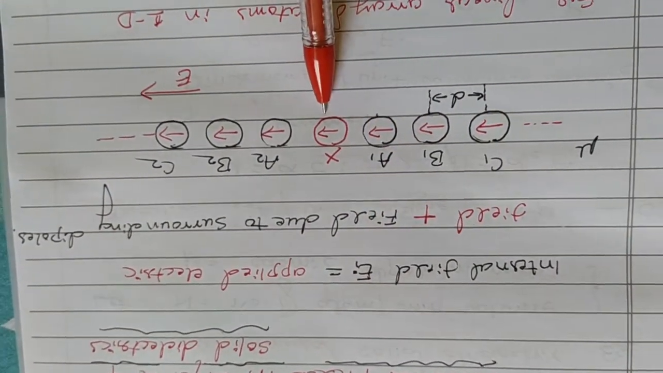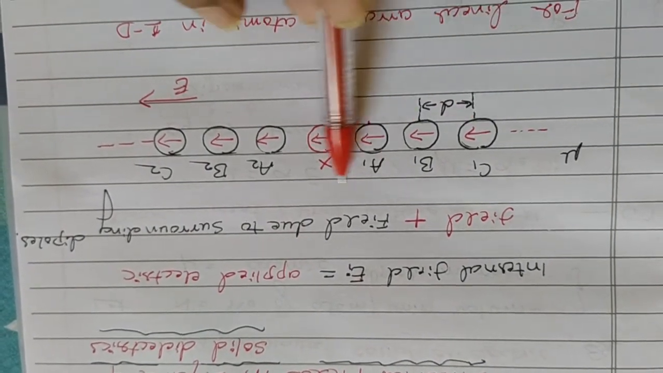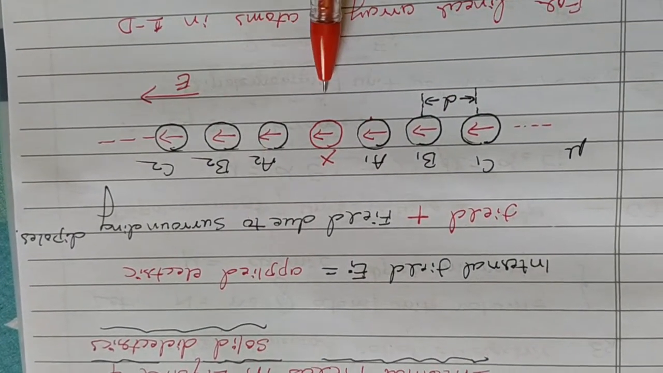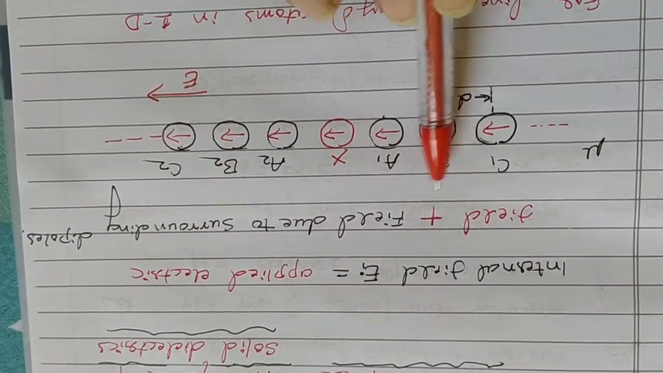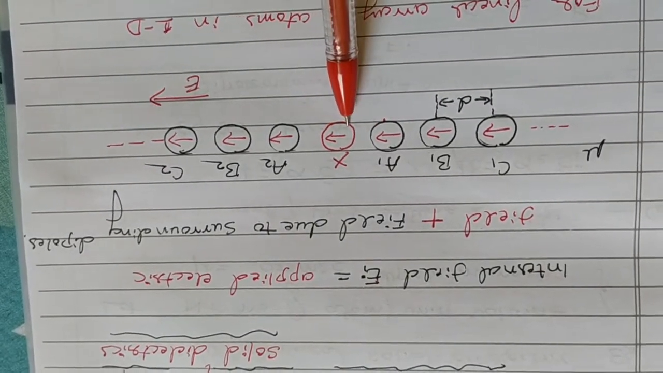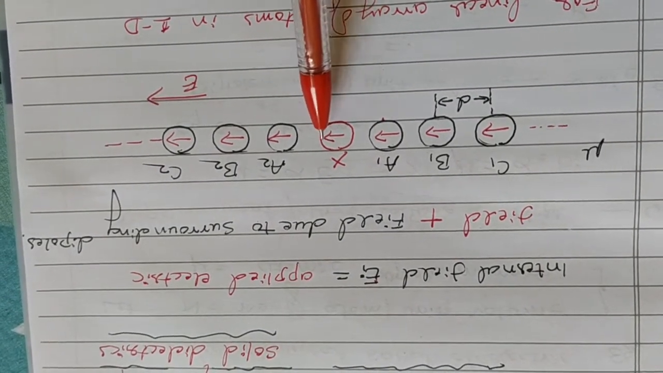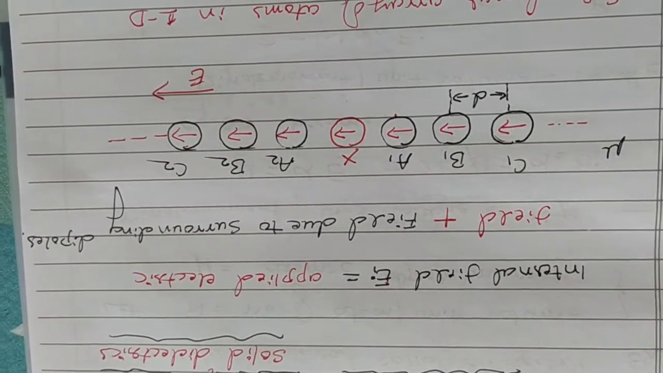Internal field is the local field acting at the site of the given atom in the dielectric material which has undergone dielectric polarization. It is the resultant of the applied electric field plus the field due to surrounding dipoles. It's a local electric field acting on one particular atom there. So this electric field is called the internal field.